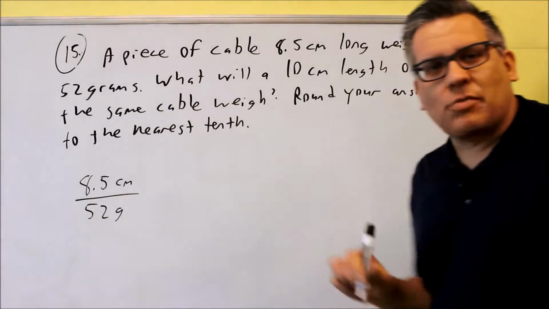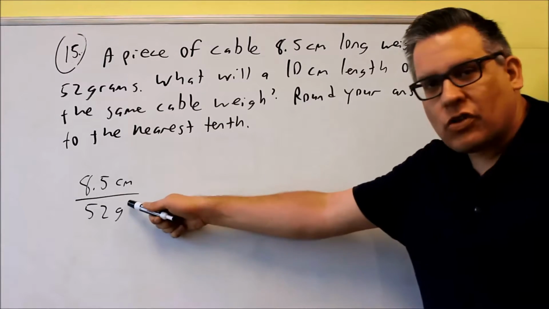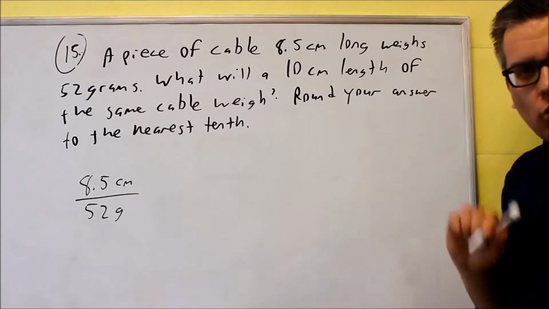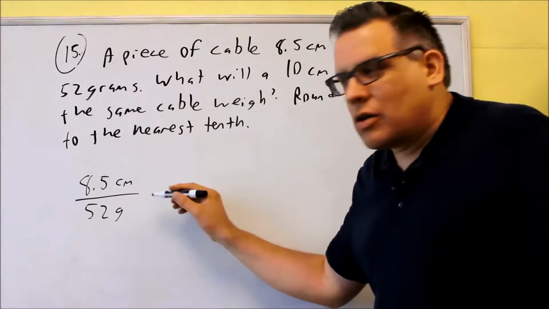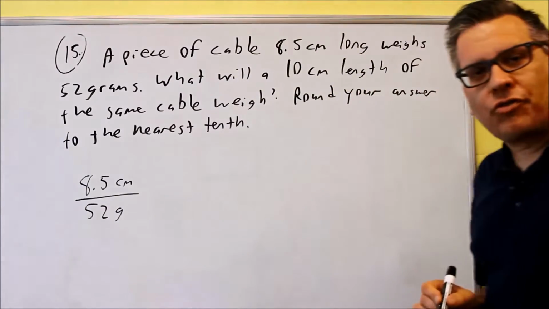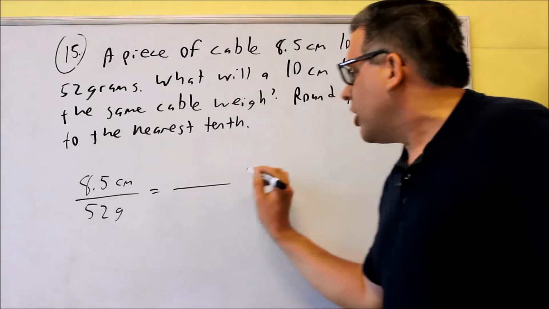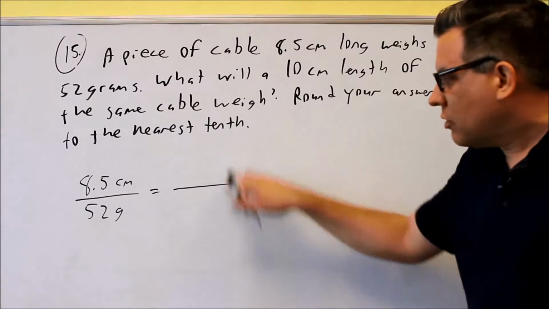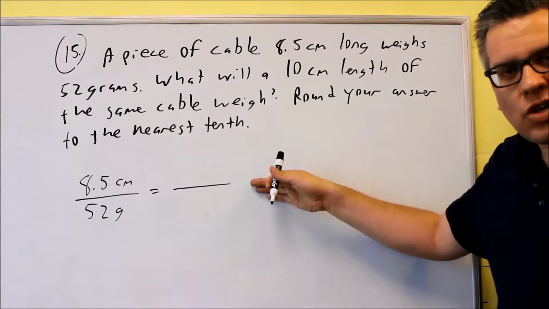It doesn't actually matter which one you have on top. You could have put 52 grams over 8.5. It doesn't really matter. The most important thing is, however you set up the first one has to be the same way you're going to set up the other ratio on the opposite side of the equation.